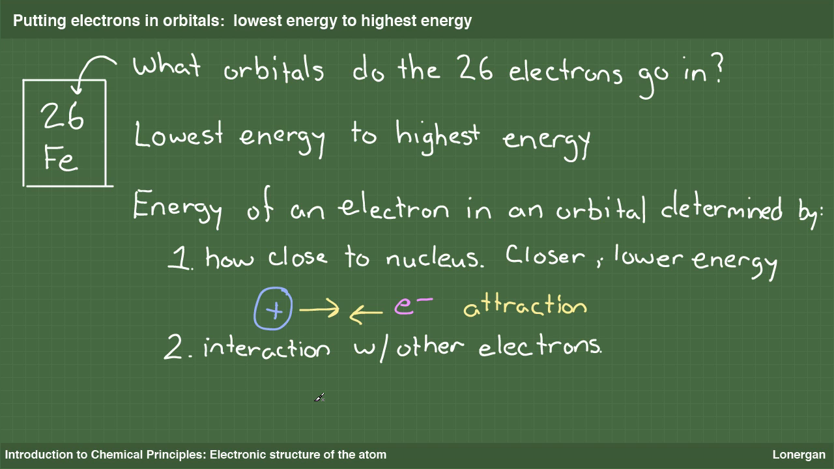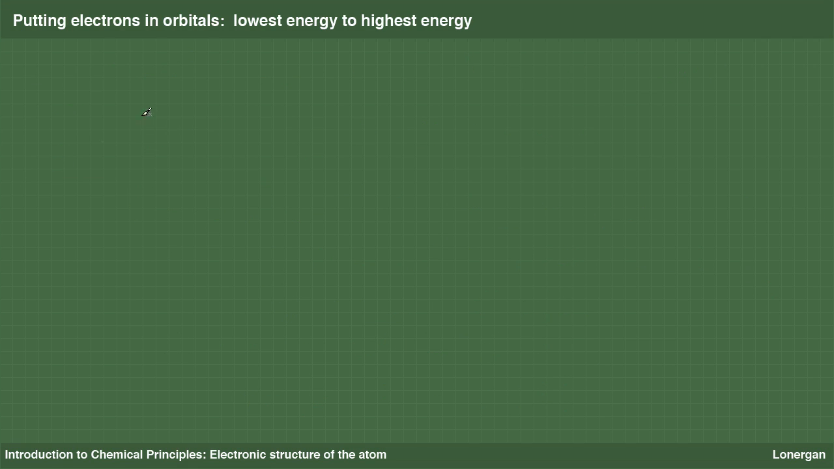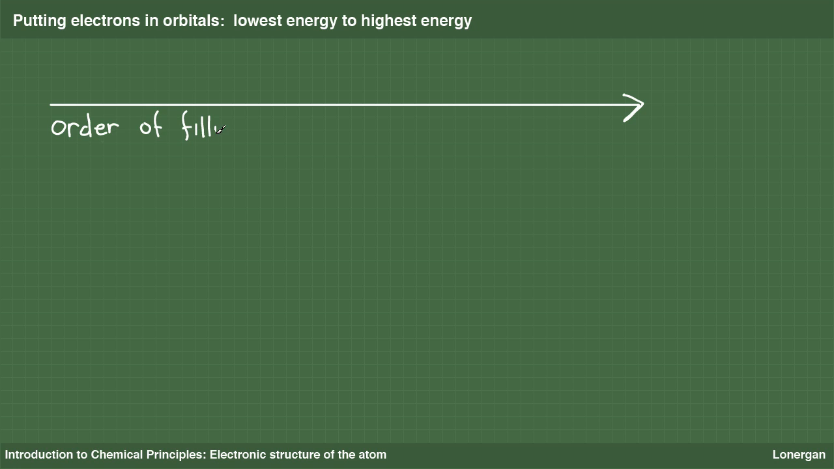The second is interaction with other electrons. Two electrons, both having negative charge, will repel one another. The more an electron in a particular orbital interacts with its neighboring electrons, the higher in energy it will be, the less stable it will be. These two factors lead to the orbitals filling in the following order.